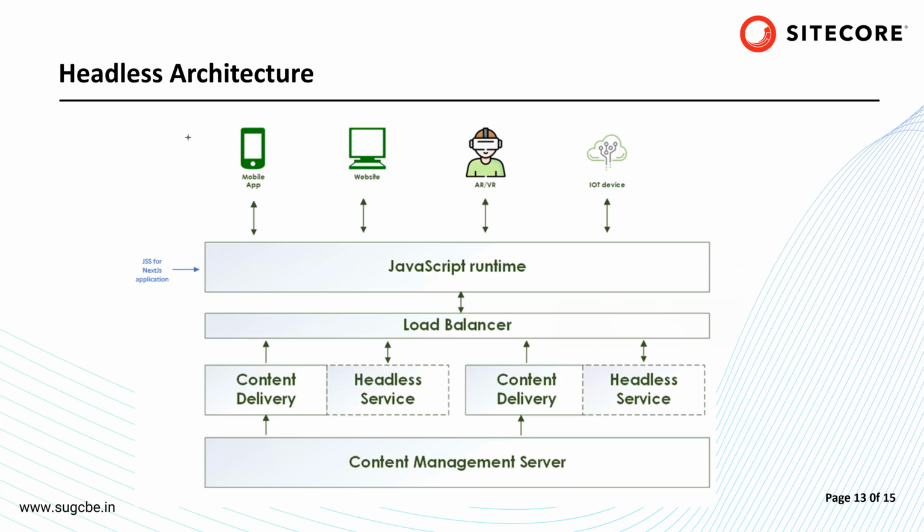Go to the next slide. So this is a sample headless architecture, in case you create a headless application. On top, you can see a mobile app, website, AR/VR, or any IoT device hitting your rendering host application. That is the entrance of the application, where you run your Next.js application. When a request comes to your Next.js application, which is called the rendering host application, it is directed to a load balancer, and it actually goes to your content delivery.